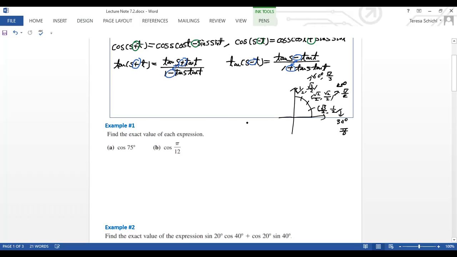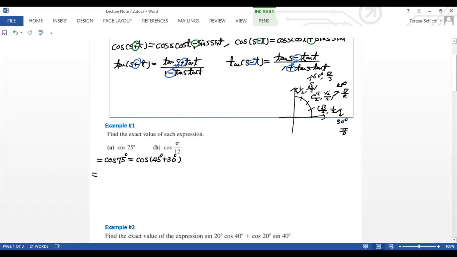Now 75 is not one of these special angles. So if I want to find the value of cosine 75, I can change it to some of those special angles. I can say cosine 75 is cosine of 45 plus 30.